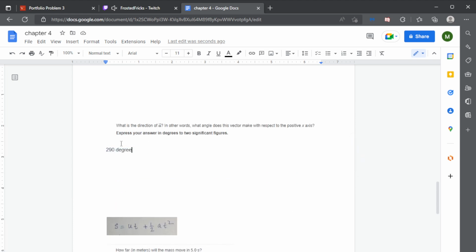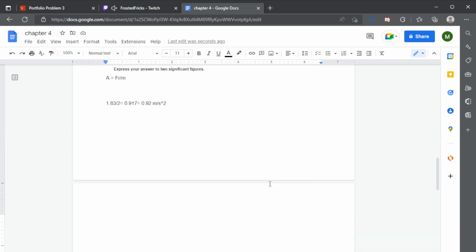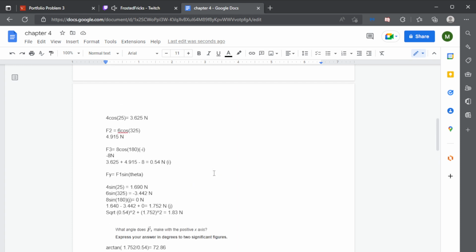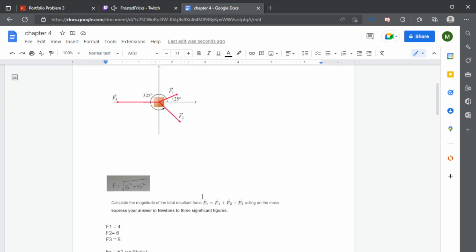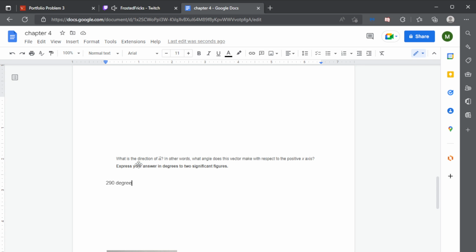Now, this is 290, but there's a reason why. What's the direction of the acceleration? In other words, what angle does this acceleration make with the positive x-axis? It's going in the same direction as the angle of the net force from the previous question. The acceleration follows the net force, which should be the same as question 2, which would be 290.